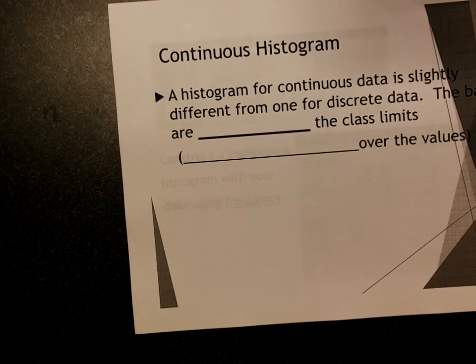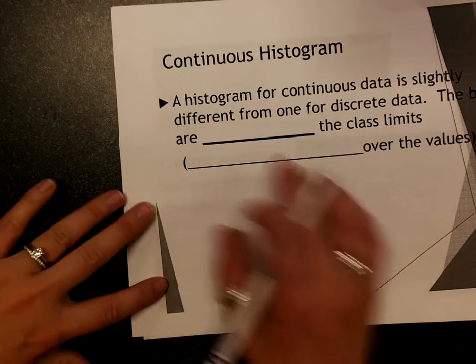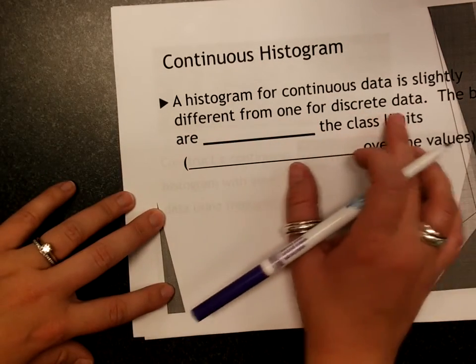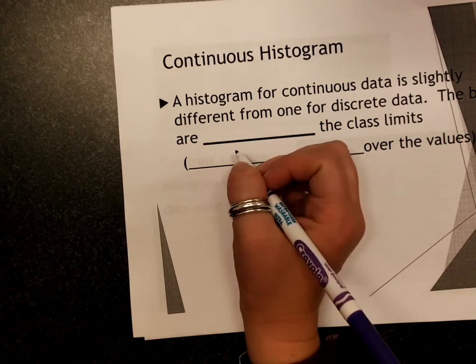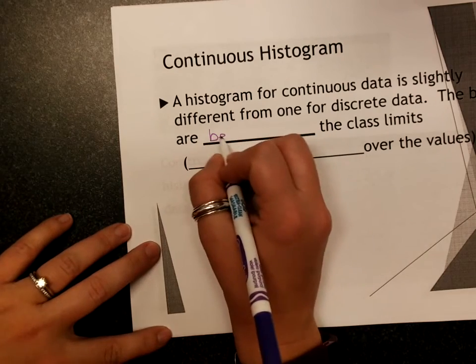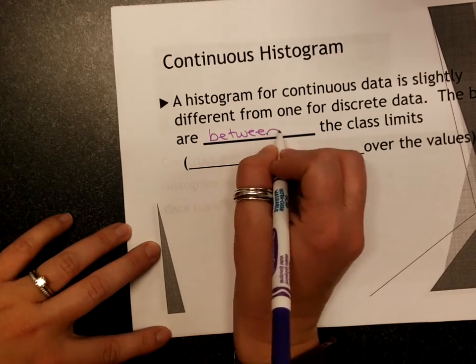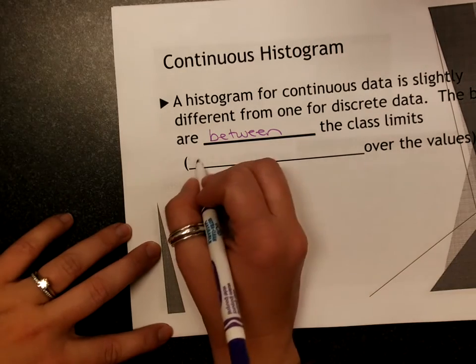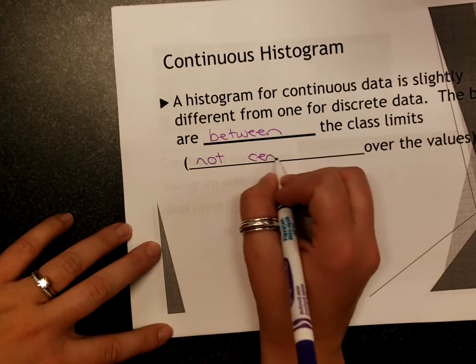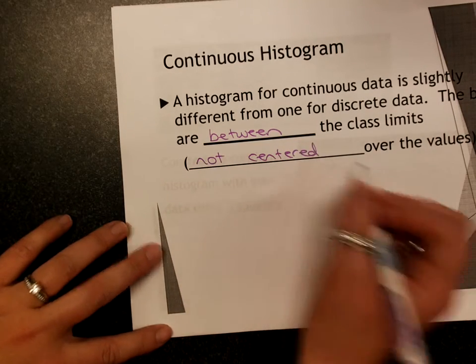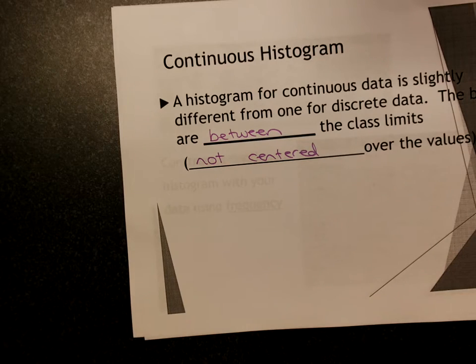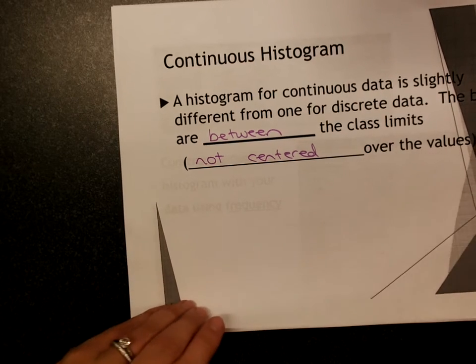So a continuous histogram is slightly different from a discrete one. The bars are between the class limits, not centered over the values. So it's going to be between here, which looks a little bit different.